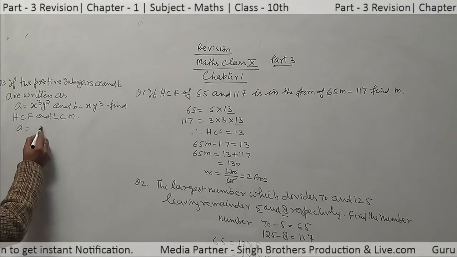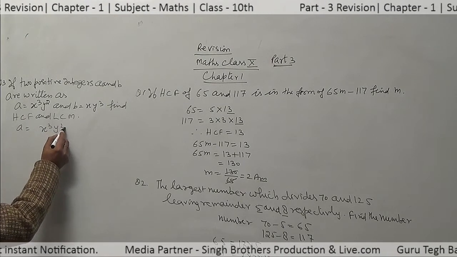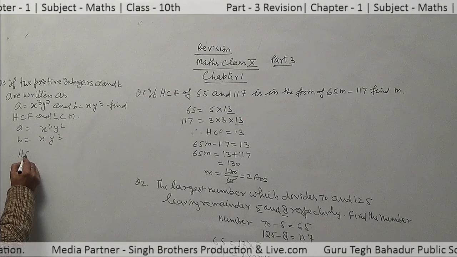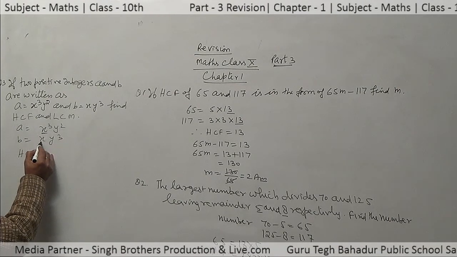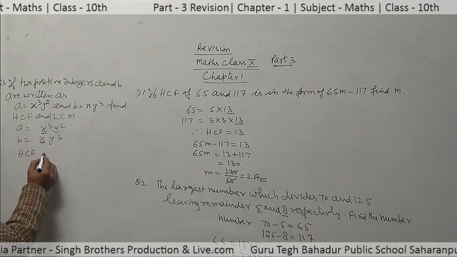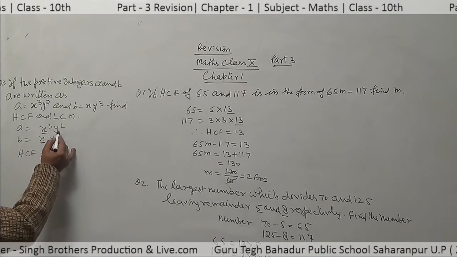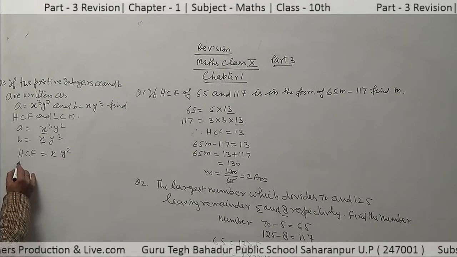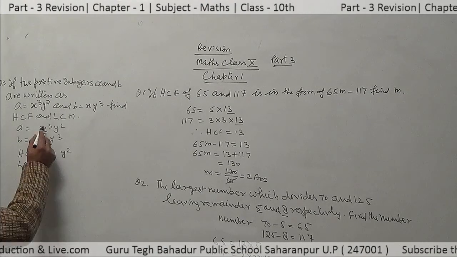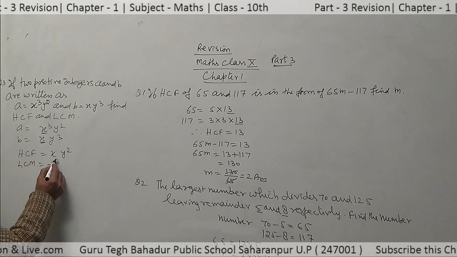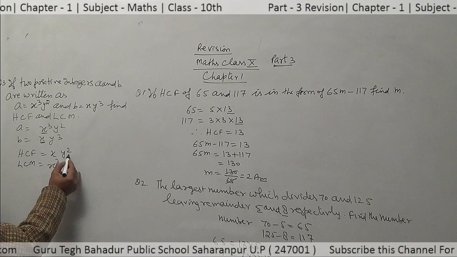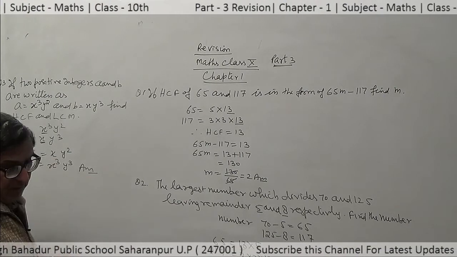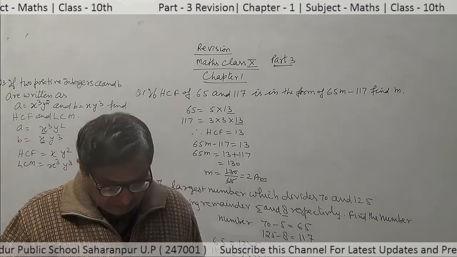So a is x cube y square, b is x y cube. HCF takes the lowest power: the lowest power of x is x, and the lowest power of y is y square. And LCM takes the highest power: the highest power of x is x3 and the highest power of y is y3. So x3 y3 is the LCM.